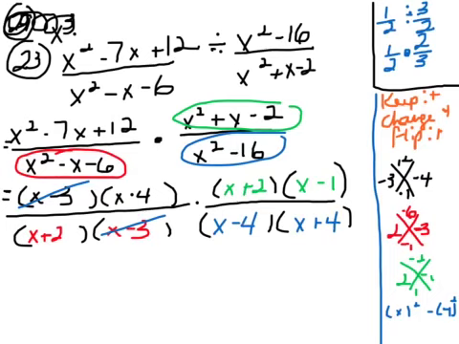So now, I'm looking for things that cancel out. I'll use a yellow marker here. Ooh, these x plus 4s cancel out, right? Let me pick a different color, a green. Look at this, the x plus 2s cancel out. All I have left on the top is x minus 1, and on the bottom, I have x plus 4.